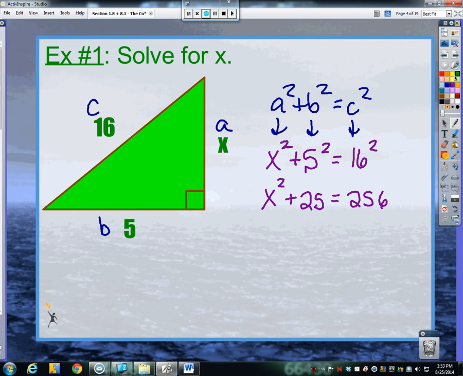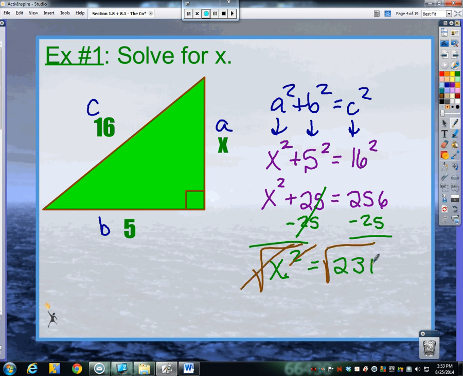Now I need to work on getting that x squared all by itself. So I'm going to move the 25 over, and I get that x squared is equal to 231. Now, to get rid of the square, the last thing I would have to do is square root both sides. And here's where, from the previous chapter, simplifying square roots is definitely going to be seen. Now, can I break down the square root of 231? I don't know. Let's test some things out here.